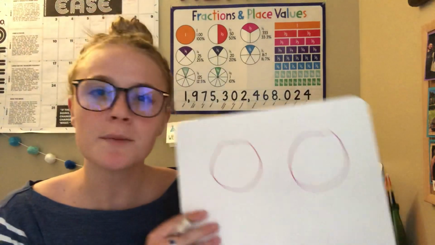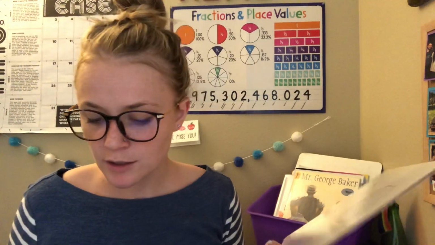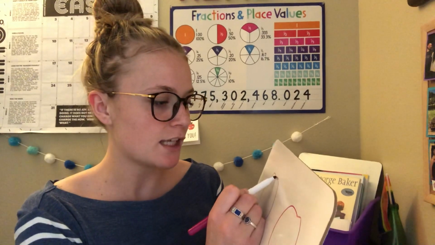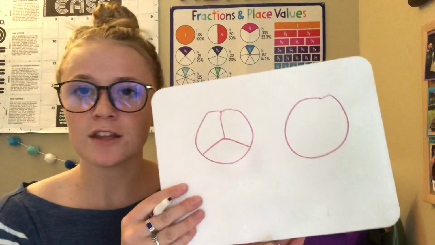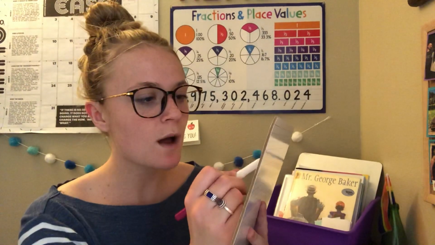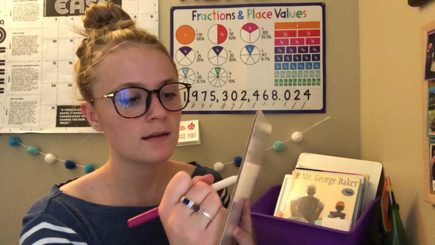Okay, so here are my two waffles. Maria's waffles, or Doug's waffles, is divided into thirds. Okay, so that's Doug's waffle, and then Maria's waffle is divided into sixths.